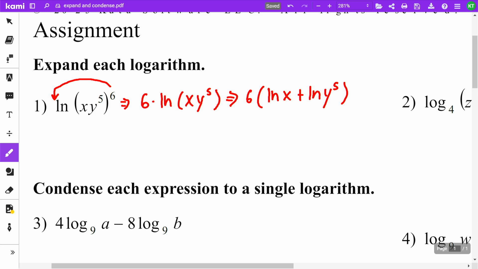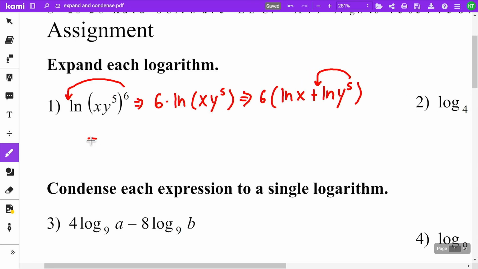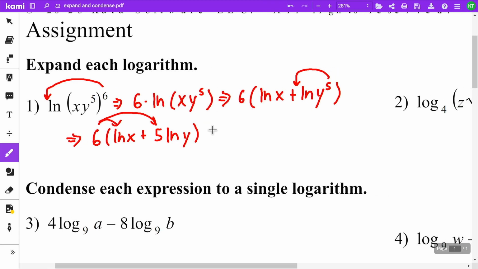Then following that, we're going to again apply our power rule, and we're going to move this 5 to the front of this natural log. So then we're going to have 6 times the natural log of x plus 5 times the natural log of y. And then lastly, to wrap things up here, I'm just going to redistribute this 6 back in. So I will have 6 times the natural log of x plus 30 times the natural log of y. And so expanding that, we would get this as our answer.